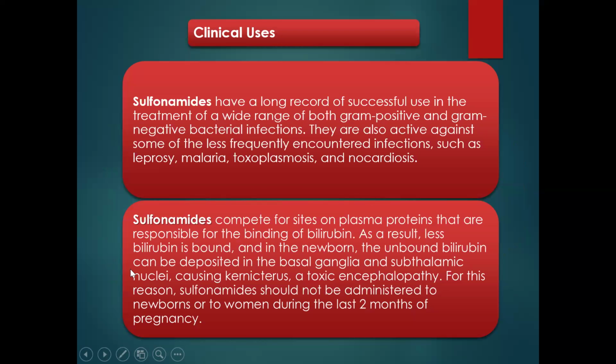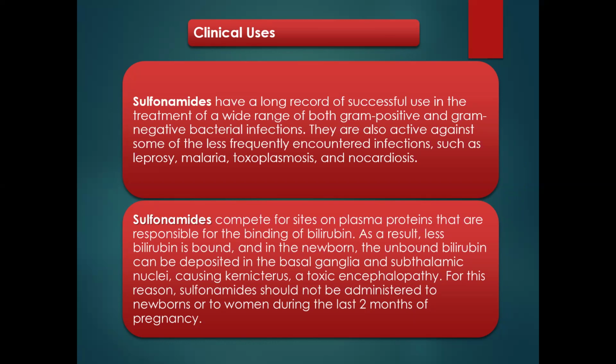Clinical use. Sulfonamides, like we know, include septrin or cotrimoxazole and the class. They are one of the commonly used essential drugs in our country, Nigeria.